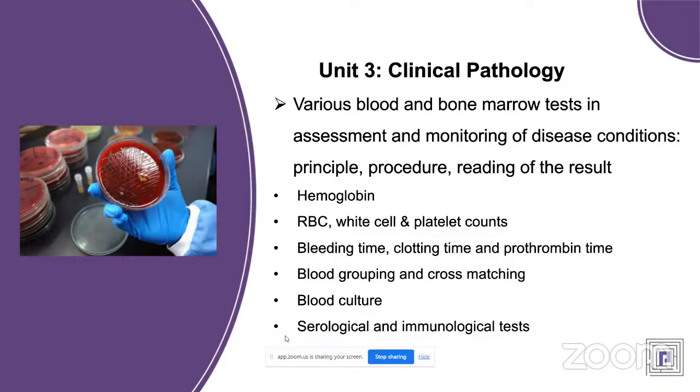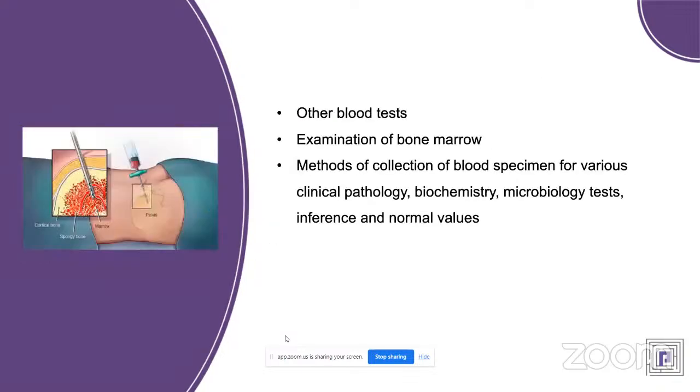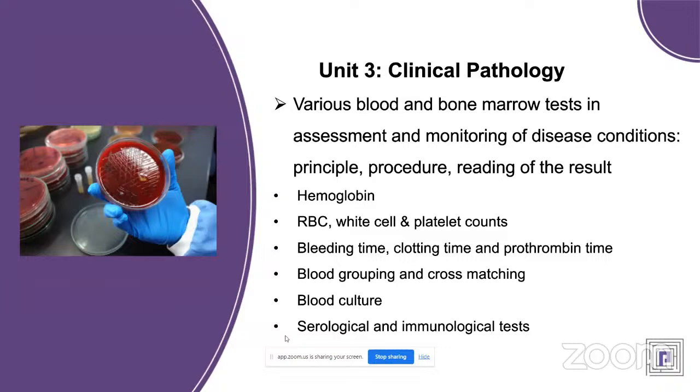The coagulation profile includes bleeding time, clotting time, prothrombin time. And next, blood grouping and cross matching. And next, blood culture, serological tests and immunological tests, and examination of the bone marrow, and how will you collect the blood specimen for various departments like clinical pathology, biochemistry, and microbiology. And how will you read the values, and what are the normal values, which are very important. So, all these topics are discussed in this unit.